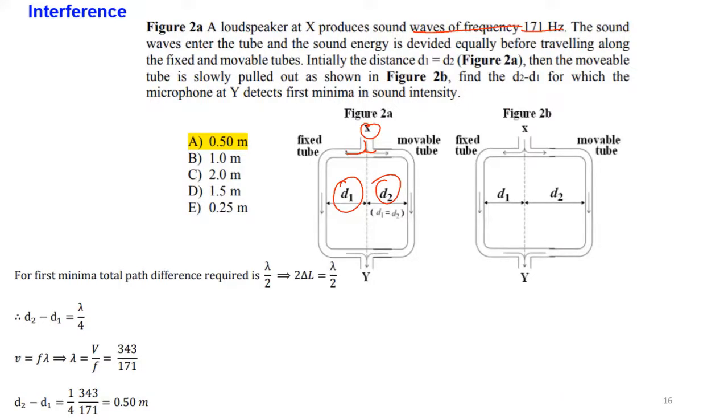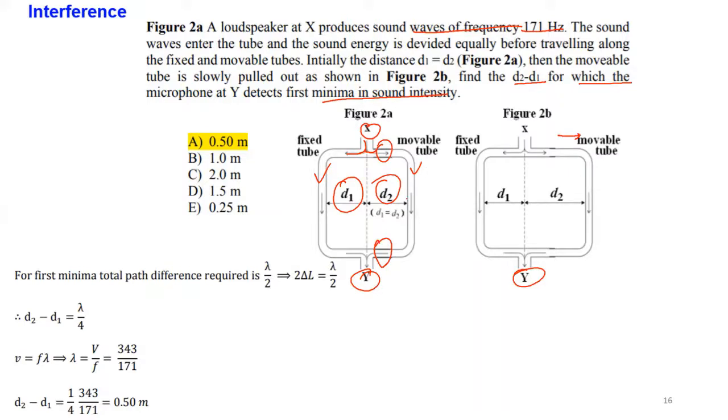Then the movable tube is slowly pulled out. This is a movable tube here. This is a fixed tube, and this is a movable tube. You see, it can slide here. So it's gradually and slowly pulled out. You see, it's moving in this direction. You see, this d2 is now bigger than d1. The question is find d2 minus d1 for which the microphone at y, so here I put a mic, detects minimum sound intensity.